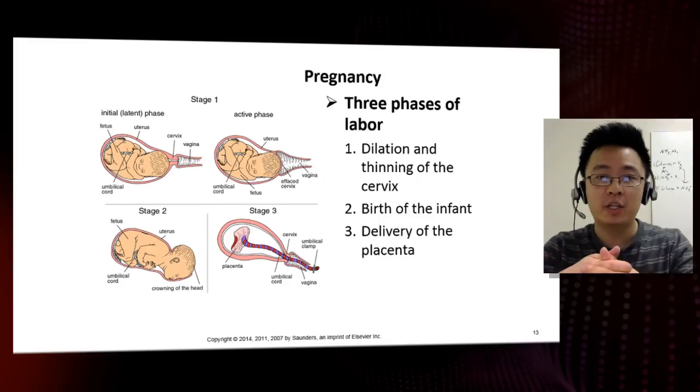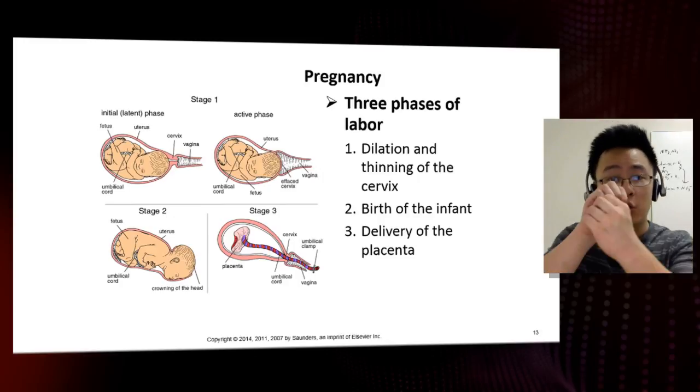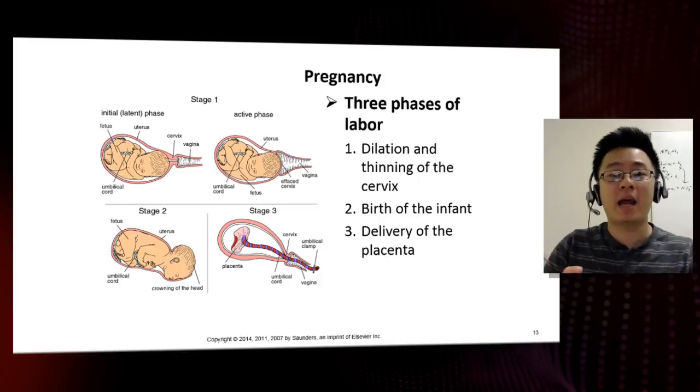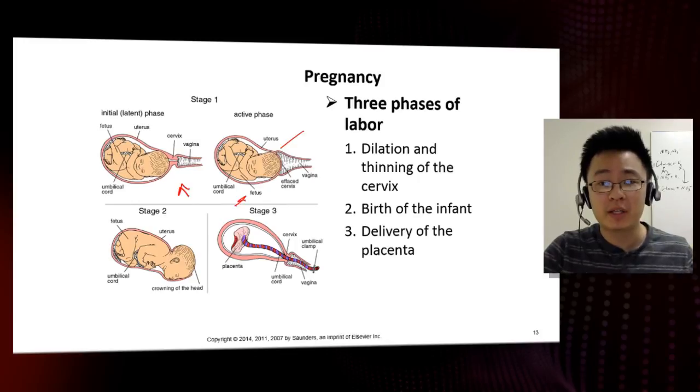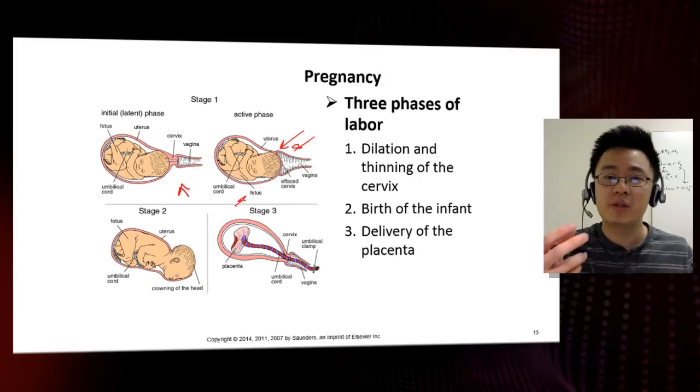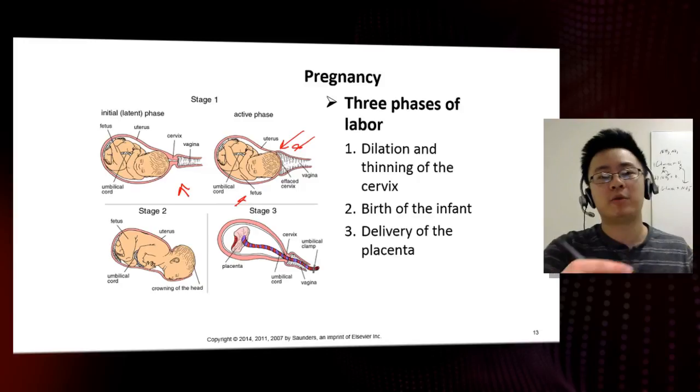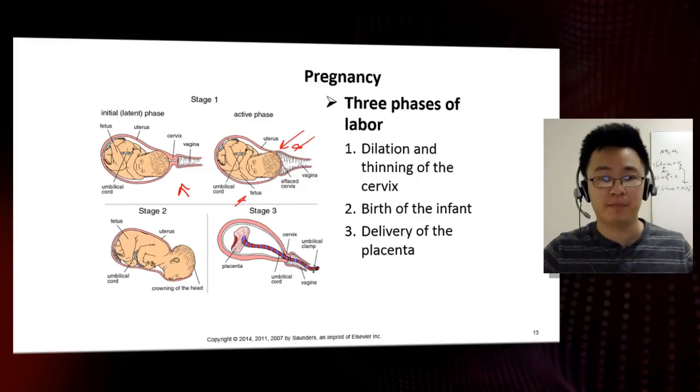When the baby is ready to be born, the cervix begins to open up and dilate and starts to thin out. As you can see here, this is the before, and here is the after picture. You can see that the cervix is much thinner, much more wide compared to that of during pregnancy.